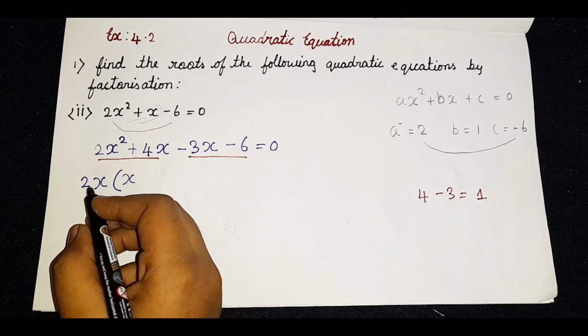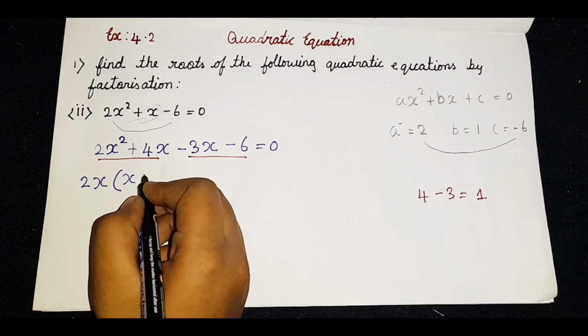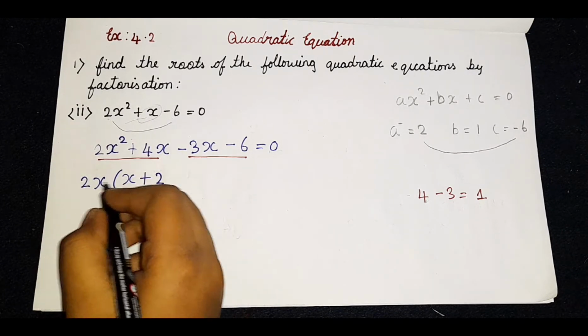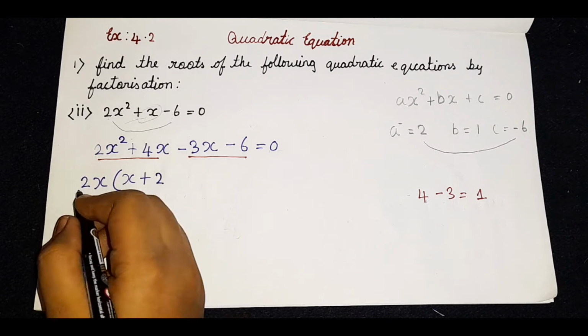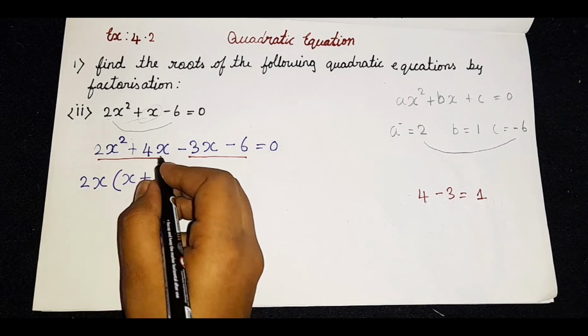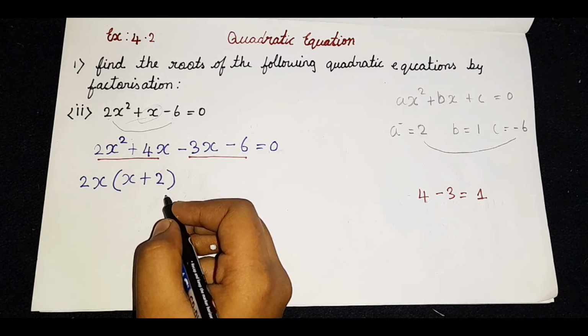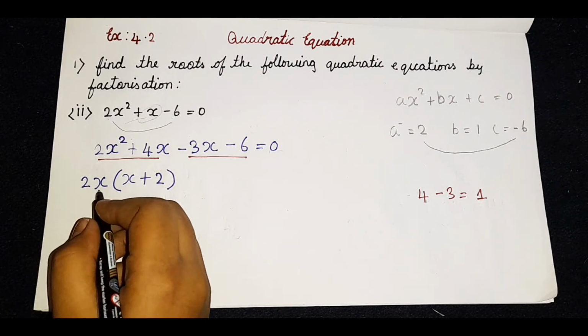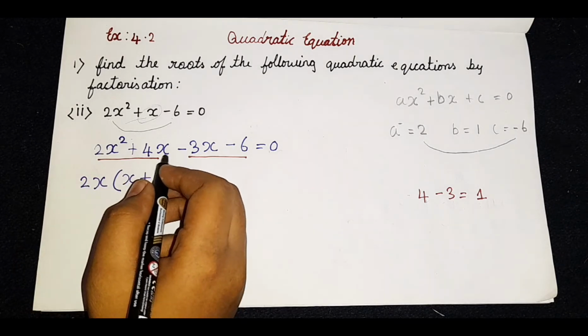Okay, so since we have 2x outside, 2 into 2 is 4. So we can just write 2 into 2 is 4 and we have one x, so of course x. So 2x into 2 is 4x. Okay, now we can just close the bracket. I hope you guys understood this. So 2x into x is 2x square, 2x into 2 is 4x.